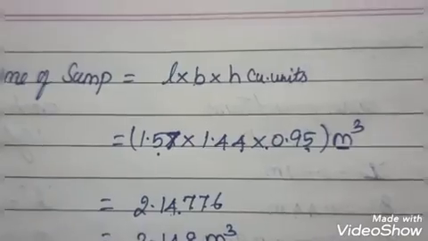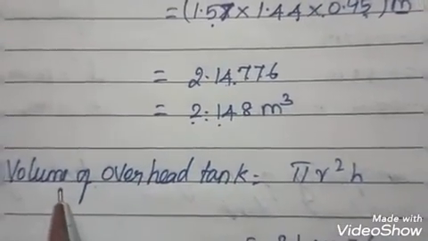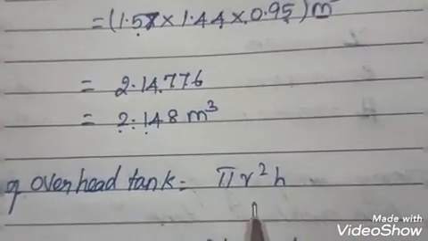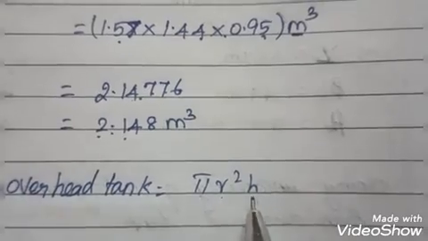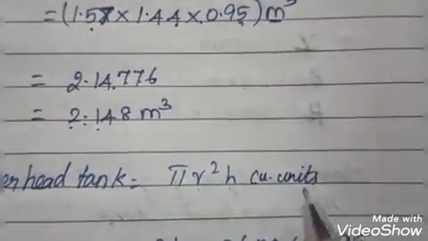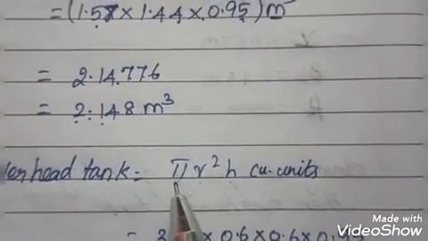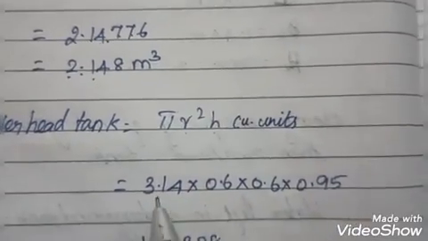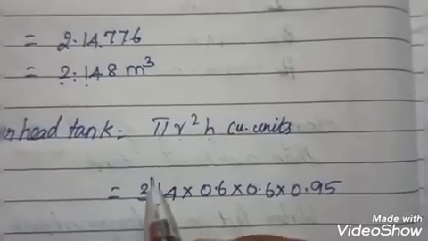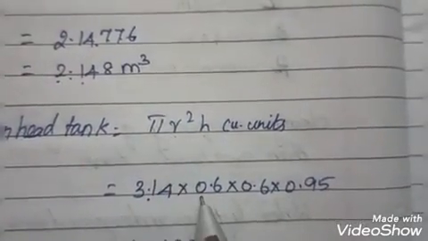Okay, so next you need to find out the volume of the overhead tank. The overhead tank is in the shape of a cylinder. So the volume of a cylinder is nothing but pi r square h cubic units. So what is the value of pi? Here we need to substitute 3.14. The radius is 60 centimeter, they have given. We need to convert that into meter, which means 0.6.